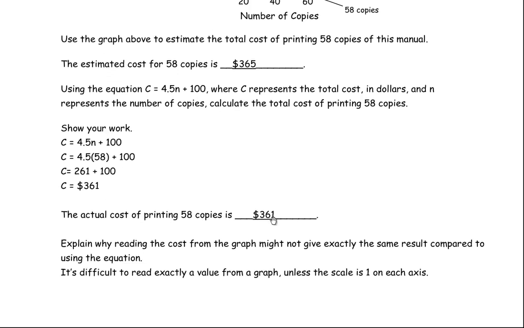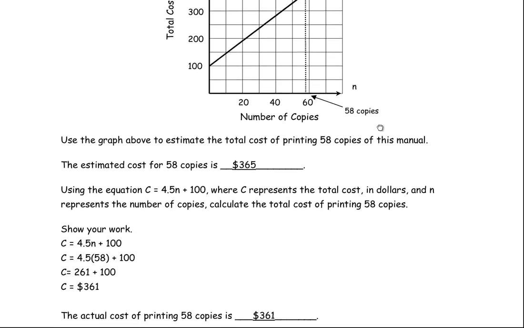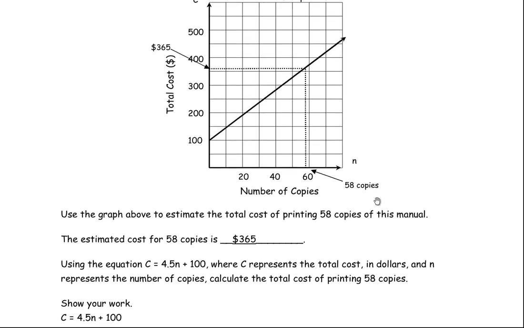And then lastly it says explain why reading the cost from the graph might not give exactly the same result compared to using the equation. And it's difficult to read exactly a value from the graph unless the scale were 1 and it was right on the line. So reading the graph, there's a little bit of interpretation to that.